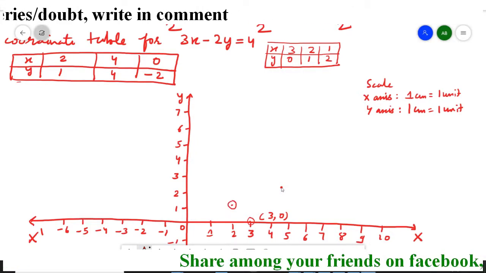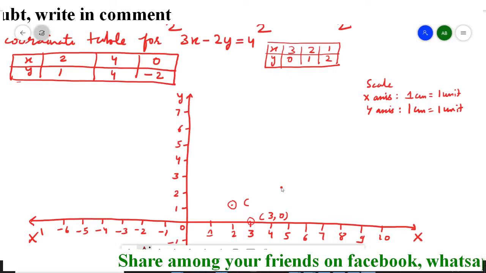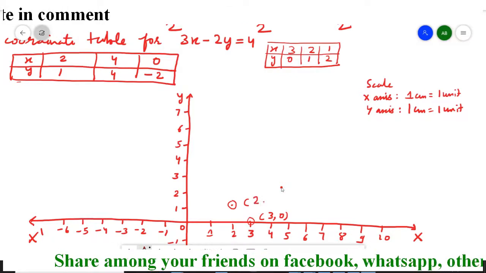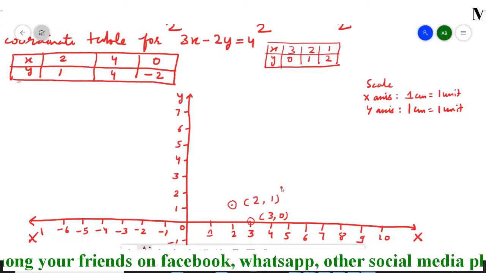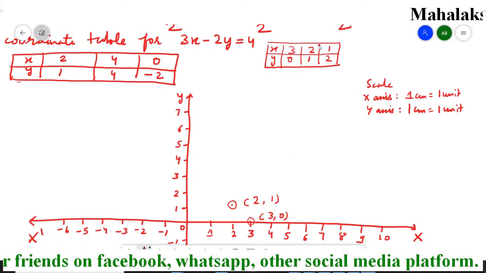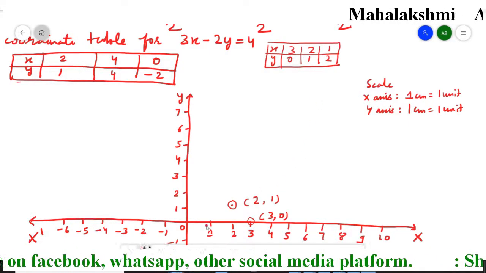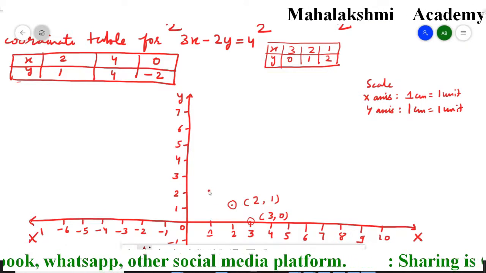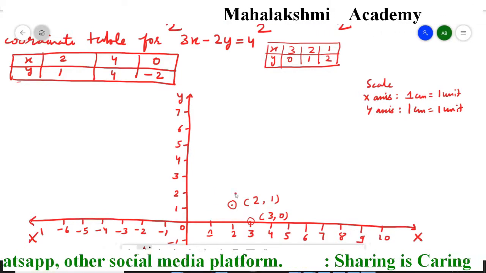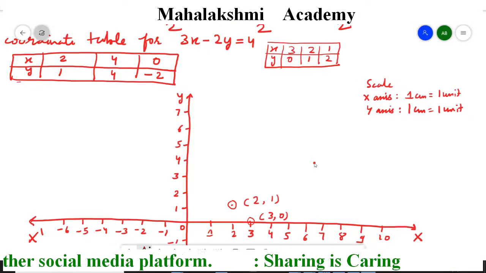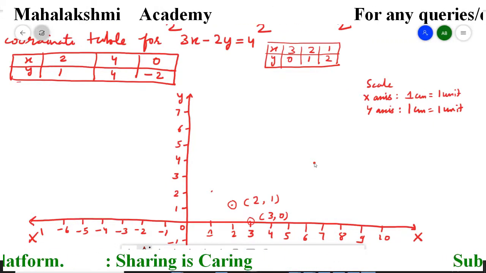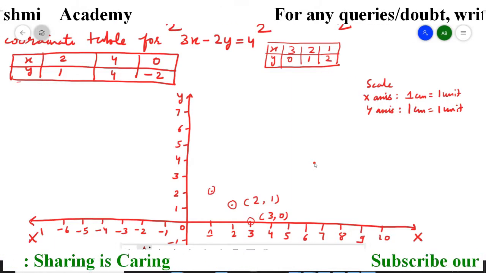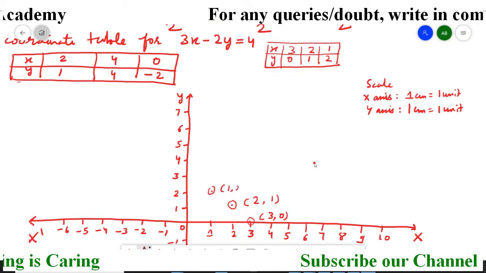Then encircle it and write down the ordered pair. First the x coordinate, that is 2, then the y coordinate, 1. Now the third last point of this table is x is 1 and y is 2. So x is 1 here and y is 2 here. So we have to locate here. It's going to be near about here. So x is 1 and y is 2.